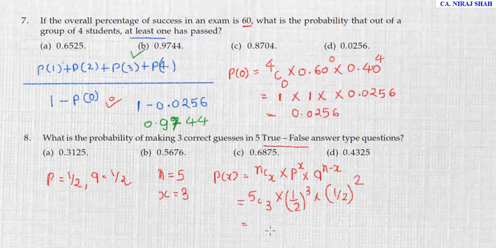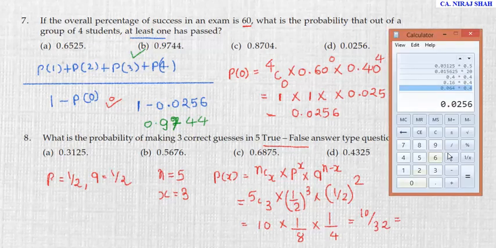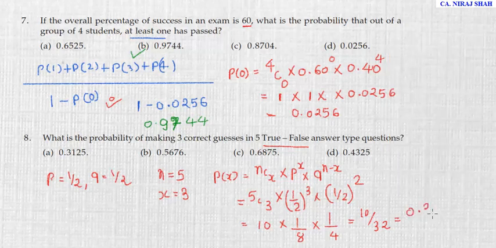The value of 5C3 is 10, 1 by 2 raised to 3 is 1 by 8 and 1 by 2 raised to 2 is 1 by 4. So it is 10 divided by 32. 10 divided by 32 is nothing but 0.3125. So our answer is 0.3125. So in this case the answer is A, 0.3125.